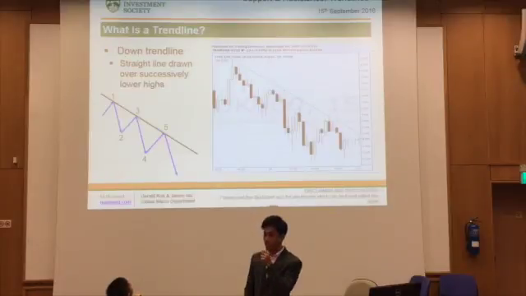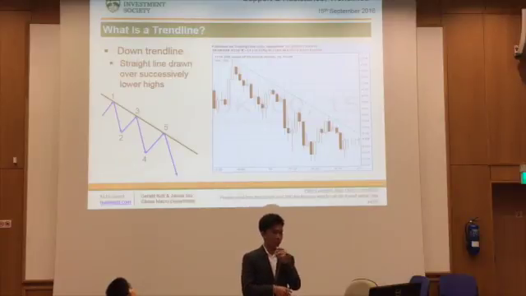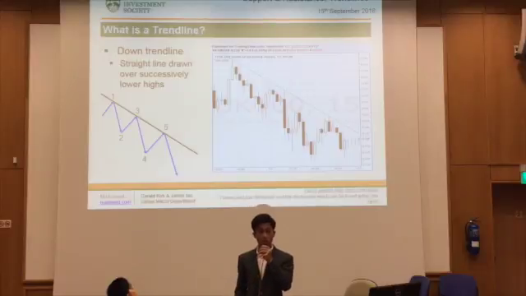And then the down trend line is just the opposite. You draw a straight line across successive peaks. In this case, 1, 3, 5 would be your peaks. You just draw a straight line down, and then you have a down trend line.